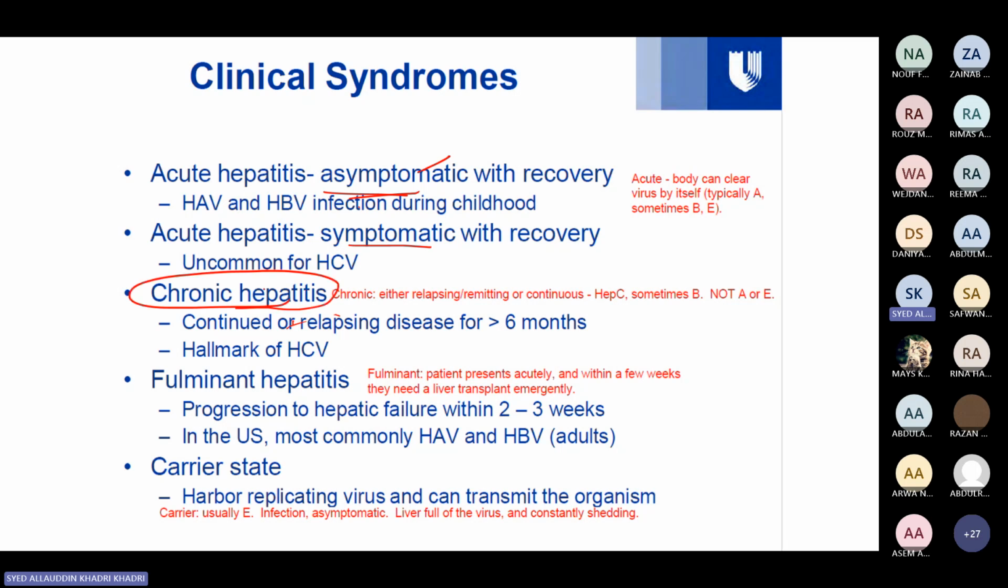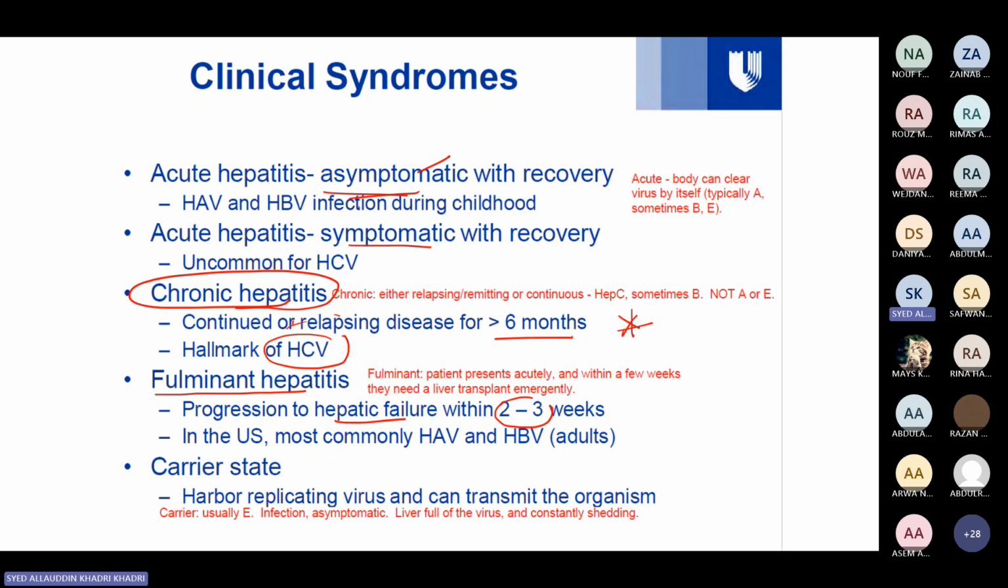Okay, chronic hepatitis, we had this case. Ibrahim, the chronic, the relapsing or remitting, is this patient on treatment or not, or continuously relapsing for more than 6 months? Very important. Hallmark of the hepatitis C virus. What do you mean by fulminant hepatitis? This is progression to hepatic failure within 2 to 3 weeks. Or the patient presents acutely ill, unable to walk properly, comes on a stretcher, and they most probably need a liver transplantation.